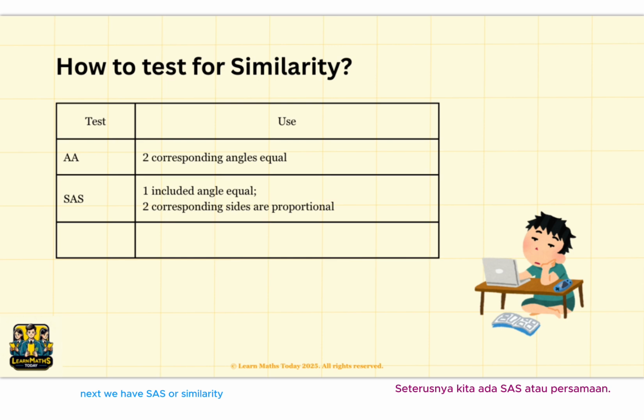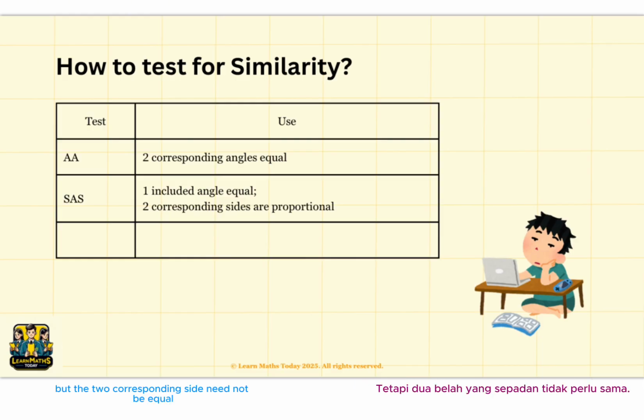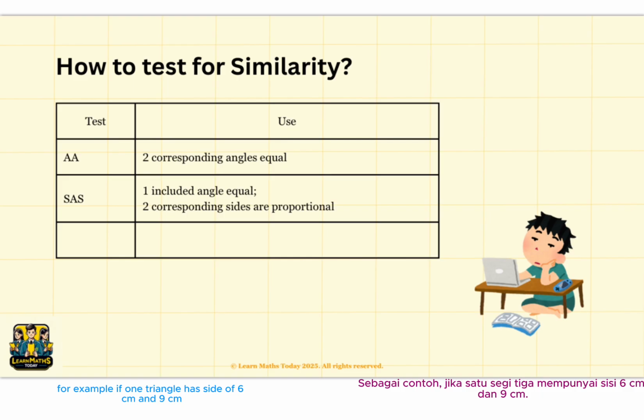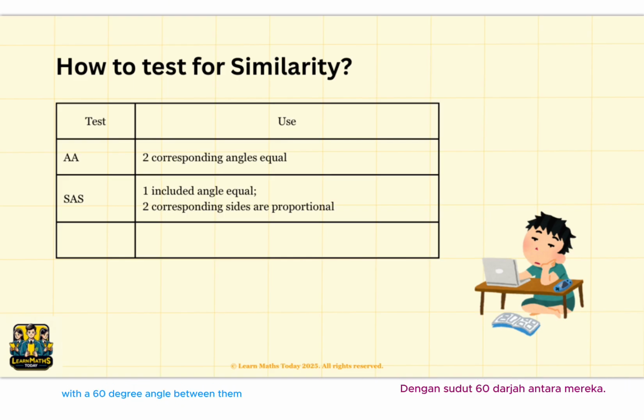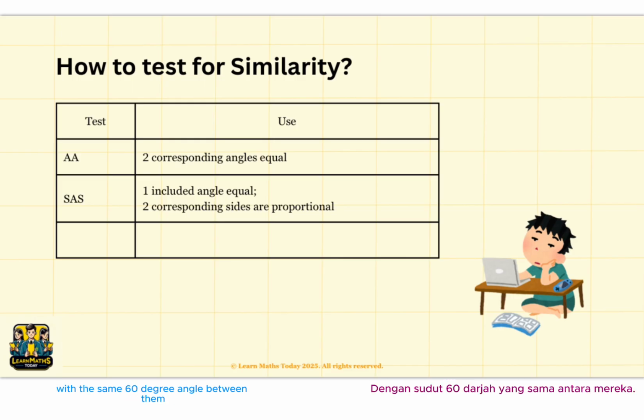Next, we have SAS for similarity, but notice the key difference from congruency tests. Again, we need one included angle to be equal, but the two corresponding sides need not be equal. They just have to be proportional. For example, if one triangle has sides of 6 cm and 9 cm with a 60-degree angle between them, and another triangle has sides of 4 cm and 6 cm with the same 60-degree angle between them, they are similar because the ratio of the sides is 6:4, which is equal to 3/2.